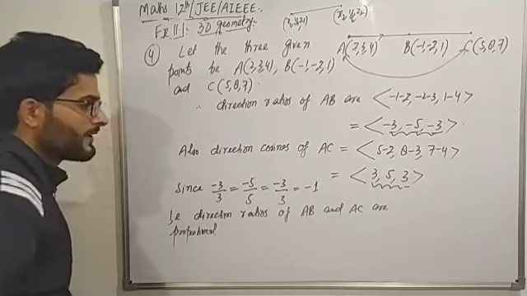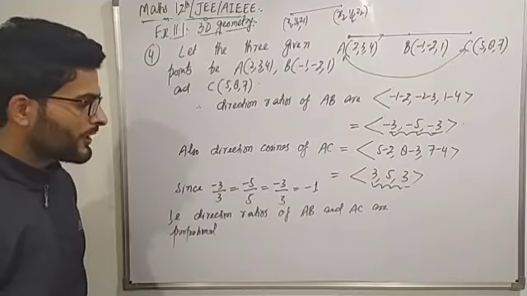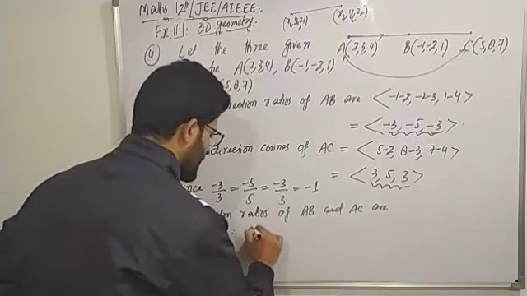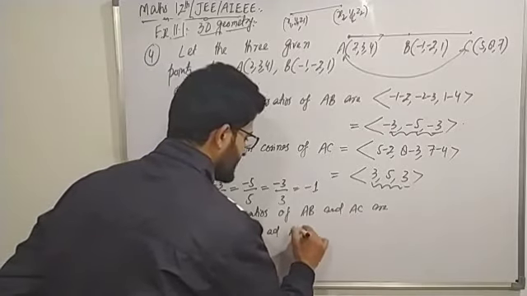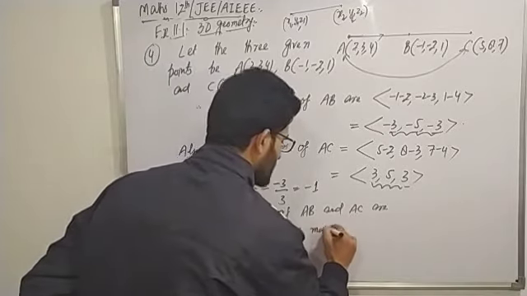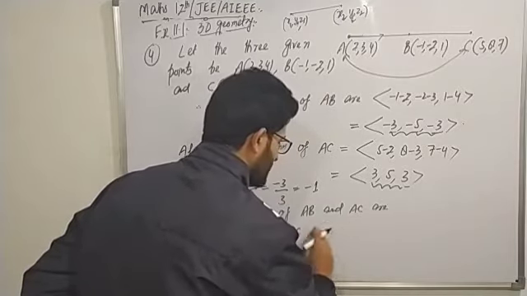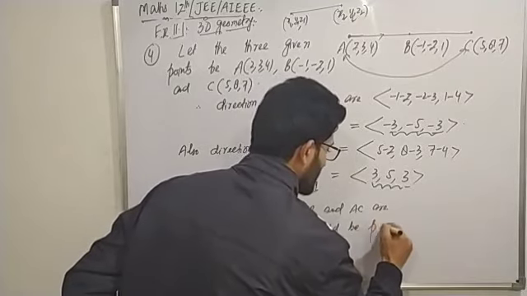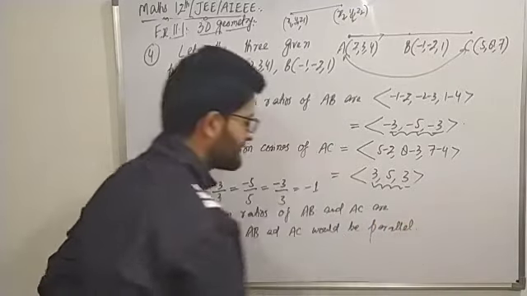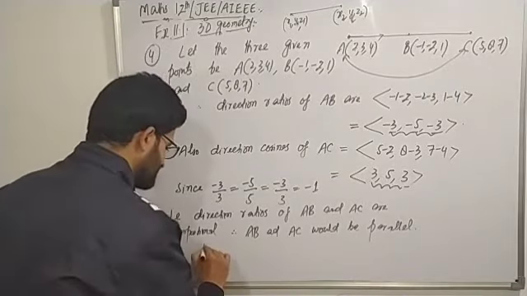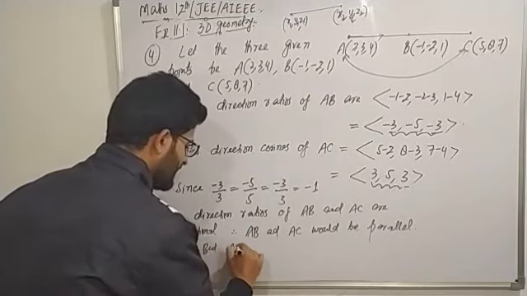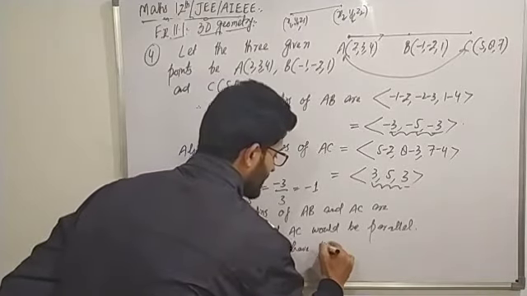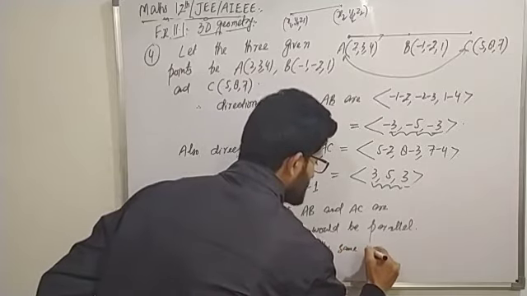That is, direction ratios of AB and AC are proportional. So the direction ratios of AB and AC are proportional, so what does this mean? Therefore AB and AC must be parallel, but AB and AC have the same initial point.